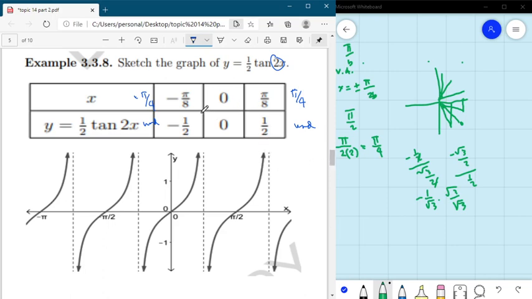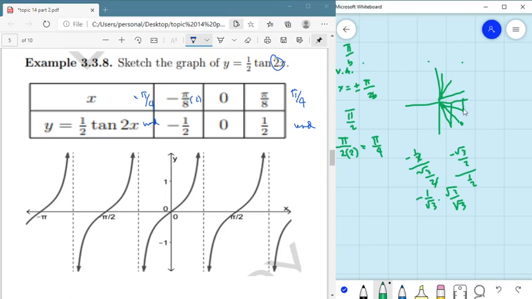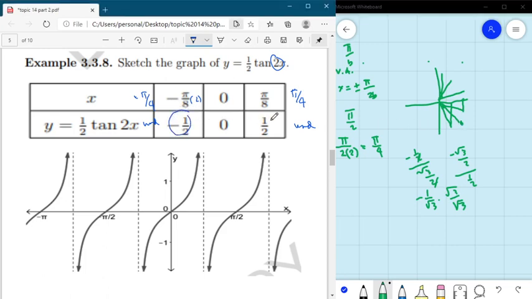So, when x is negative pi over 8, times 2, it becomes negative pi over 4. So, at negative pi over 4, the tangent is negative 1 times 1/2. That is why we have negative 1/2. When x is 0, 2 times 0 is 0. 0 times 1/2 is also 0.